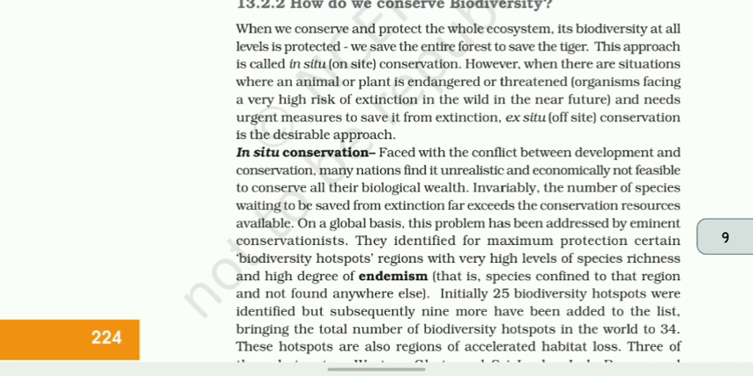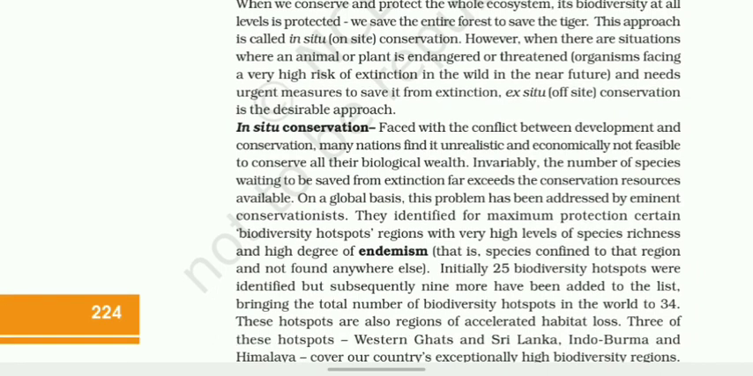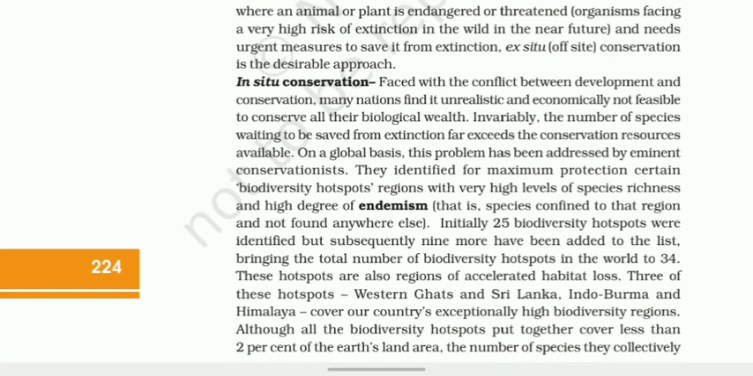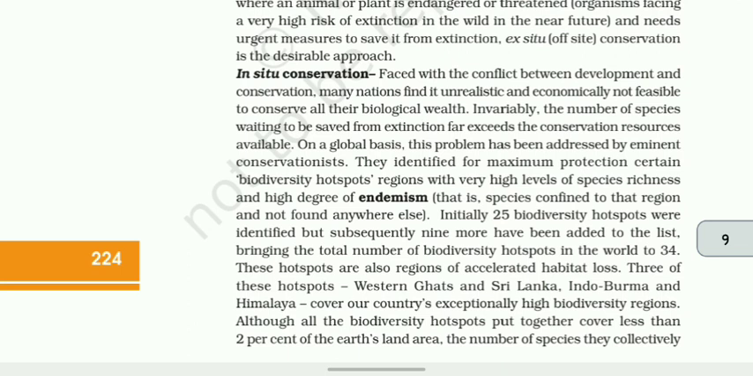13.2.2 How do we conserve biodiversity? When we conserve and protect the whole ecosystem, its biodiversity at all levels is protected. We save the entire forest to save the tiger. This approach is called in-situ or on-site conservation. However, when an animal or plant is endangered or threatened, facing a very high risk of extinction in the wild in the near future and needing urgent measures to save it from extinction, ex-situ or off-site conservation is the desirable approach.